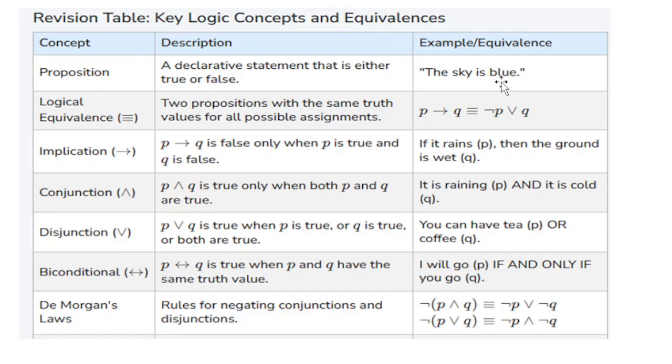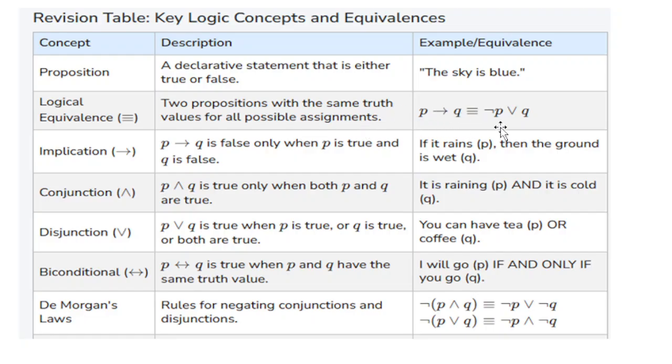So, the sky is blue. This is true. Next, logical equivalence. Two propositions with the same truth values for all possible assignments. So, logical equivalence means two propositions with the same truth values for all possible assignments.